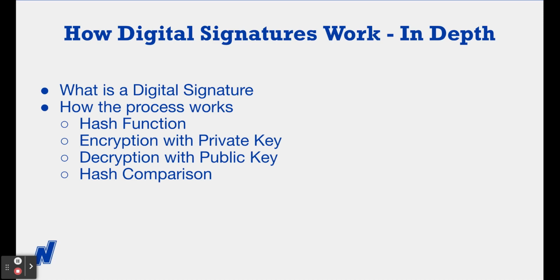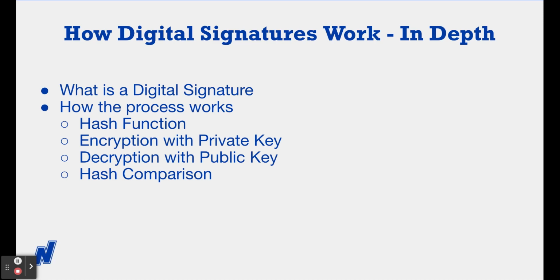Next, we get into step two, encrypting the hash. Once the hash is created, it's then encrypted with the sender's private key. This is done using an encryption algorithm like RSA, DSA, or ECDSA. The encrypted hash is the digital signature.